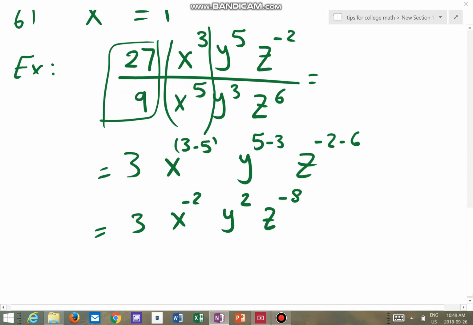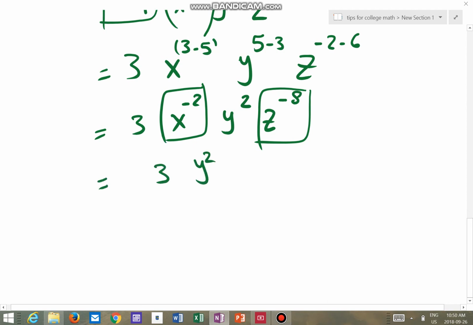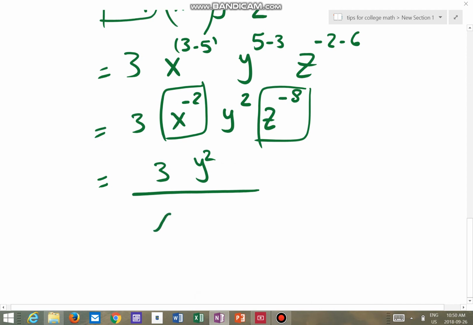What if my teacher doesn't want me to express my powers with a negative exponent? Well, I need to flip them as we've done with the negative exponent. So the 3 stays here, y to the power 2 stays here, and I will have x switching place and coming down with a power 2, and z switching place and coming down with a power 8.